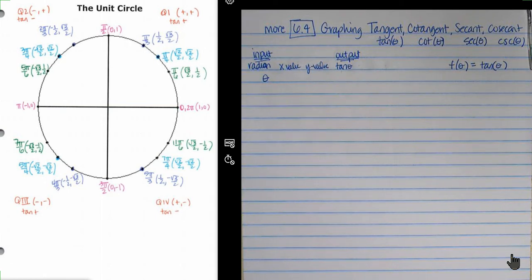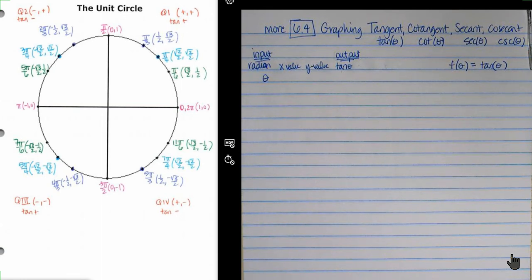We've got more 6.4 today. We're going to be graphing tangent, cotangent, secant, and cosecant. I have written out their shorthand, tan, cotan, SEC of theta, CSC of theta, right underneath there. But we're going to start with tangent, and I've got a big chart started.